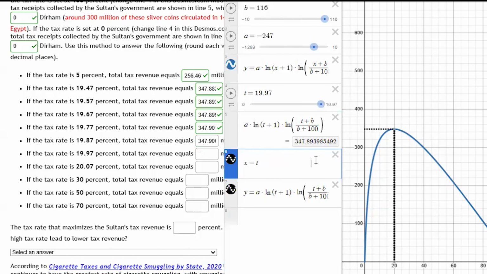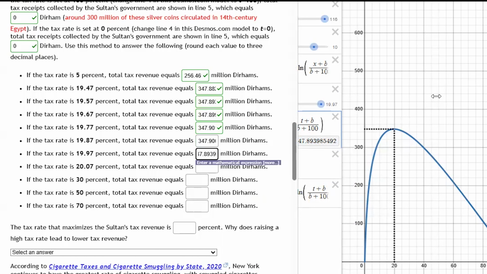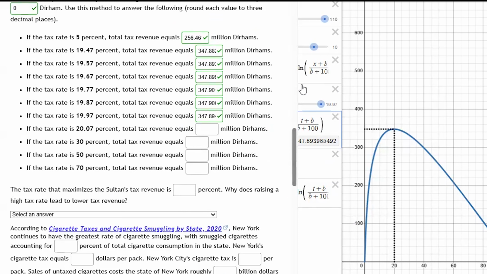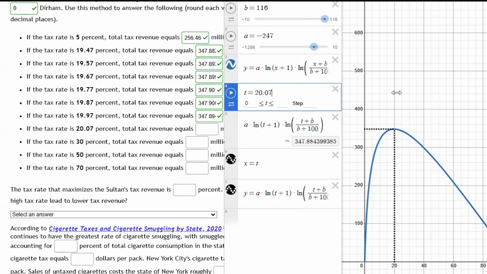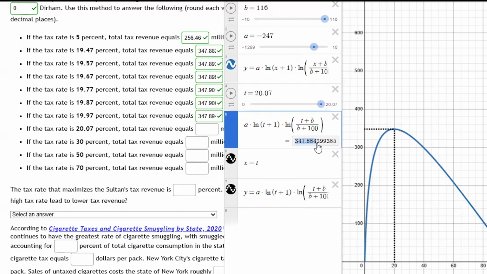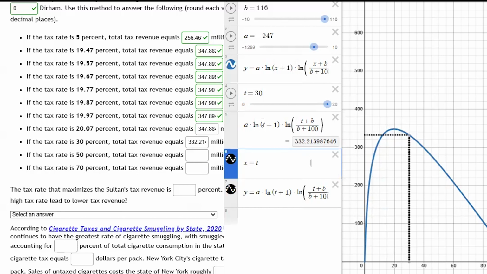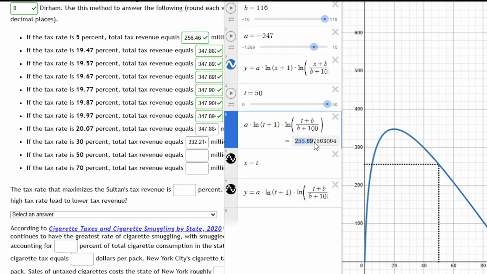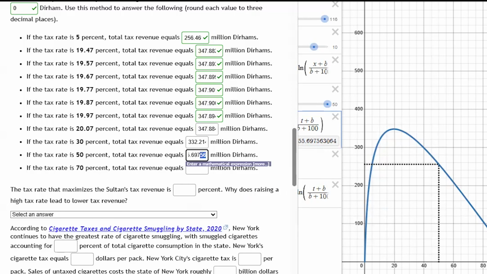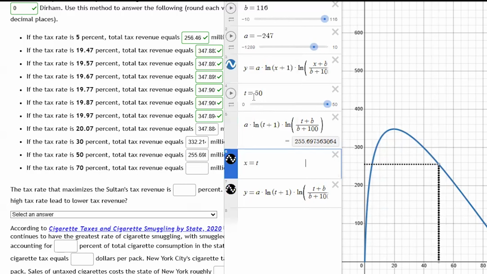So this Laffer effect is kicking in. So at a tax rate of 19.97, tax revenues are 347.894. At 20.07%, tax revenues have dropped to 347.884 million. A 30% tax rate produces a revenue of 332.214. 50% is 255.6975. Because that's bigger than 50, that 7 becomes 8. So 255.698 million. And then we have the tax rate at 70%.